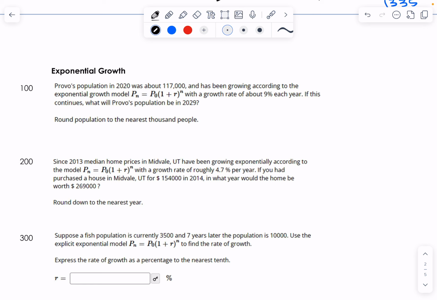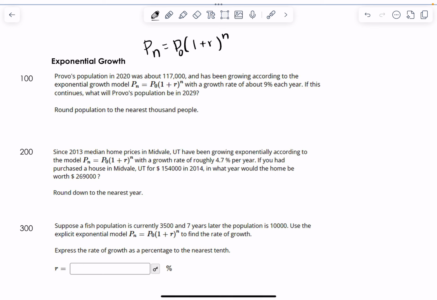Okay, the next section is exponential growth. So exponential growth, the formula is written in the first problem, but it won't be written in the problem for you on the test. You'll just use the formula sheet. So it's P sub n equals P naught times 1 plus R to the n, where R is the rate, n is the year or the time period, and then P naught is the initial.